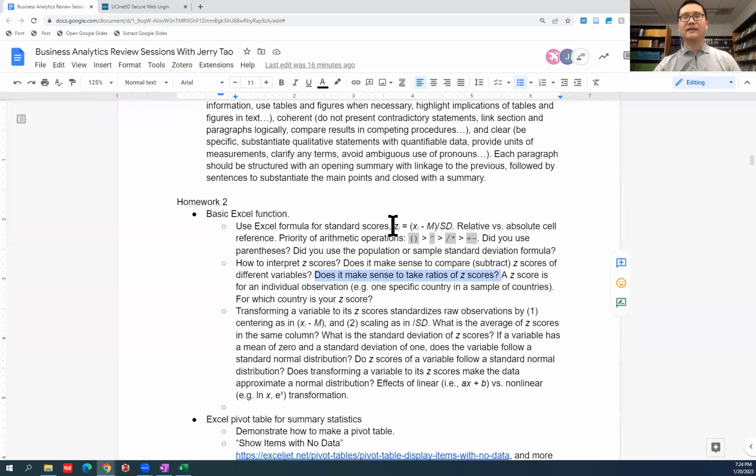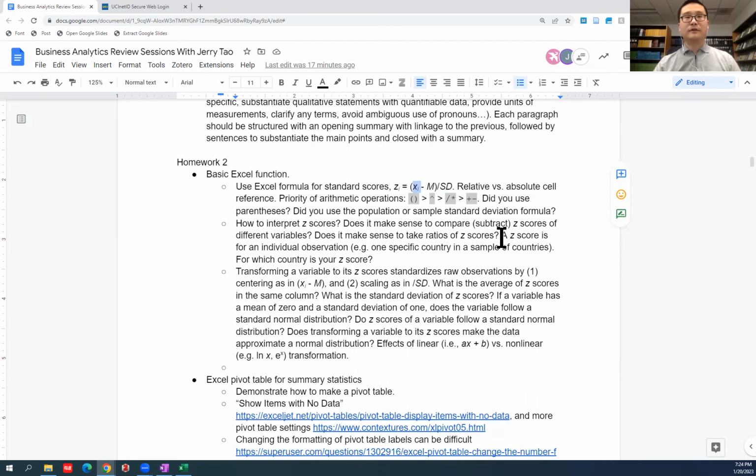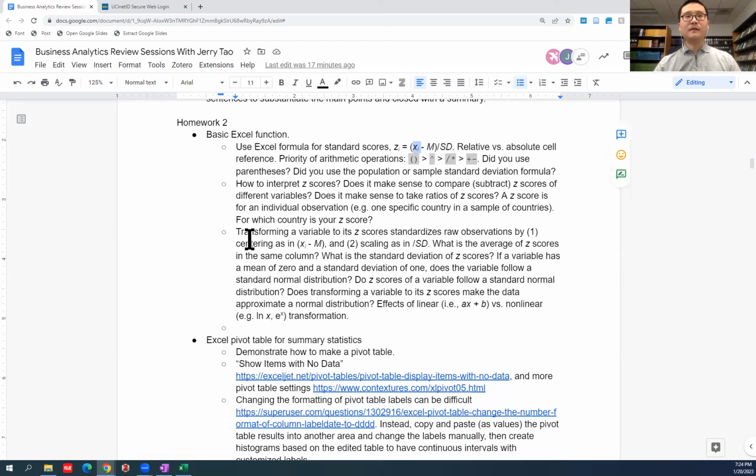Because as we see here in the formula, the mean and standard deviation stay the same, no matter which country you're calculating the z-score for, right? So if two countries share the same z-score, they must share the same raw value, here the xi. Okay, great question. Then let's also make a note that the z-score is for a specific observation, a specific country in our sample. So that's another note we need to understand.